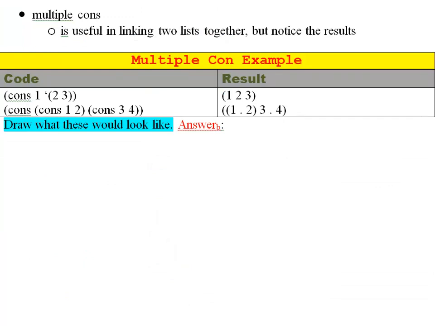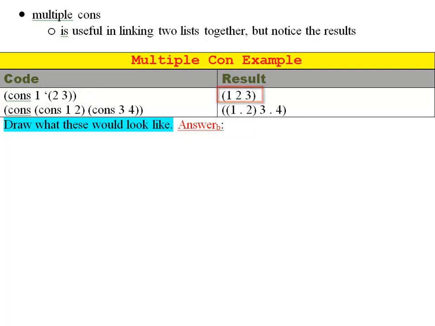The interesting part about this is that we can also use multiple cons. Just think of the exact same thing, it's just linking two lists together, but the results are going to be different. In my multiple cons example here, the first line of cons 1 and then the list of 2, 3, you see the result is very simple. It's a list of 1, 2, 3. Now remember, 1 is an atom, so that'll be inserted into the list.